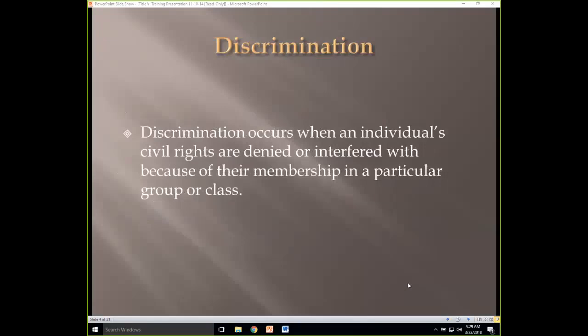Discrimination occurs when an individual's civil rights are denied or interfered with because of their membership in a particular group or class, and we'll be identifying those groups or classes covered by Title VI later in the presentation.